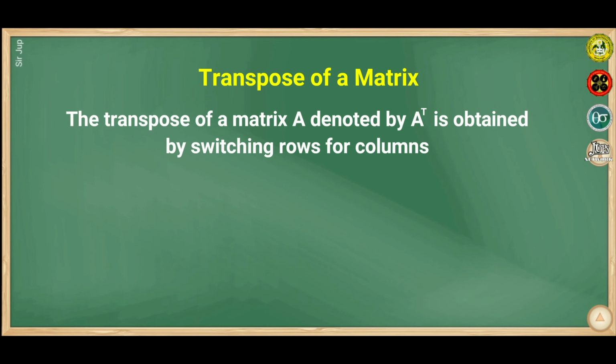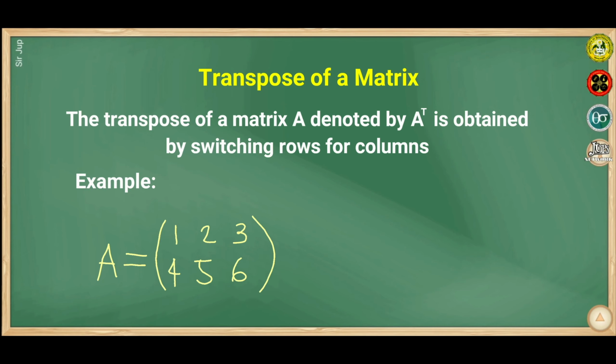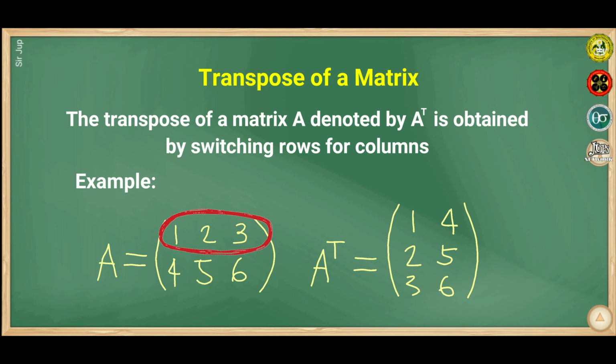The transpose of a matrix A, denoted by A to the t, is obtained by switching rows for columns, and that also means columns for rows. For example, if A equals 1, 2, 3; 4, 5, 6, A transpose equals 1, 4; 2, 5; 3, 6. The first row becomes the first column, and the second row becomes the second column.